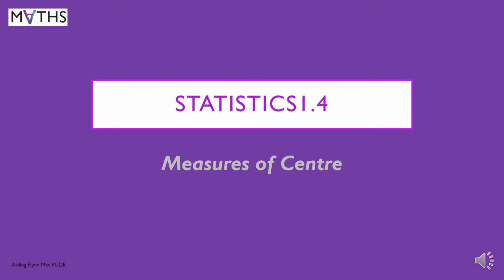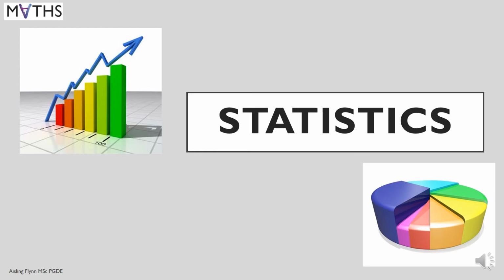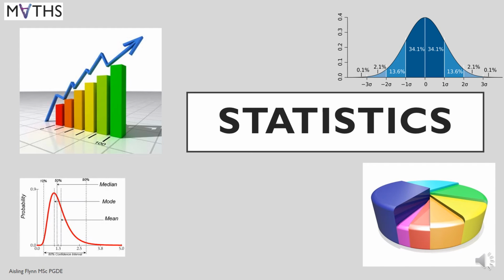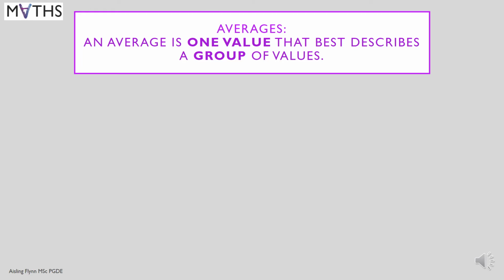This is Statistics 1.4, Measures of Centre. Averages. An average is one value that best describes a group of values.